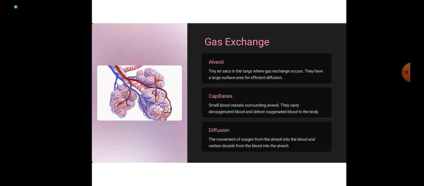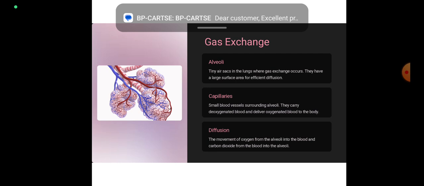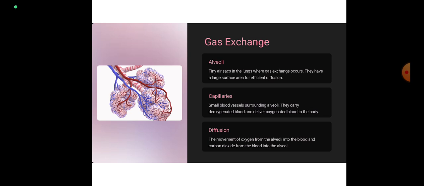Gas exchange. First is alveoli, tiny air sacs in the lungs where gas exchange occurs. They provide a large surface area for efficient diffusion. Next is capillaries, small blood vessels surrounding the alveoli. They carry deoxygenated blood and deliver oxygenated blood to the body. Diffusion, the movement of oxygen from the alveoli into the blood and carbon dioxide from the blood into the alveoli.